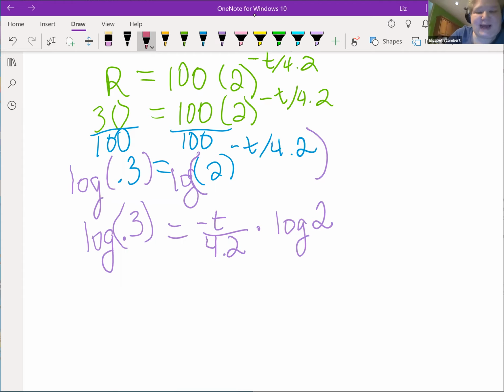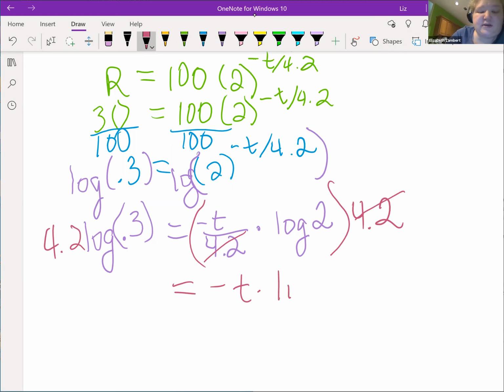First thing I would do is I hate fractions. I want to get rid of that fraction. I don't want to see 4.2 on the bottom. So I'm going to multiply both sides of the equation by 4.2. And over here on the left, it actually looks pretty nice. Over here on the right, just that part would cancel, and it is still right now negative t times the log of 2. And over here, 4.2 log of 3/10.